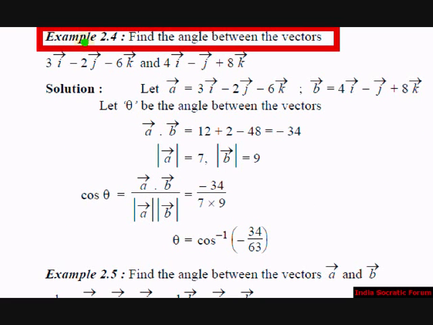Let us take example 2.4. We need to find the angle between the vectors, vector 1 and vector 2 here. Okay, so these are three-dimensional. You can see the Cartesian coordinate thing. Okay, we are going to find the angle between two of these vectors with coordinates given here.